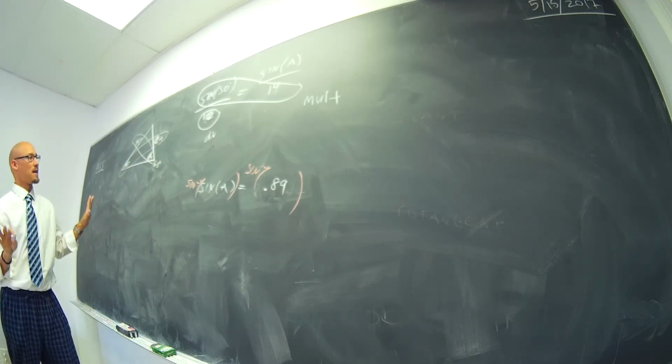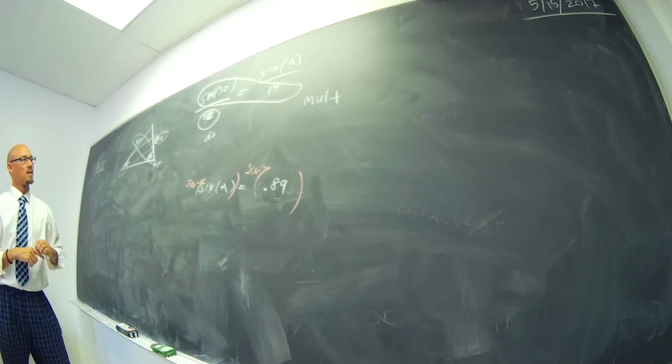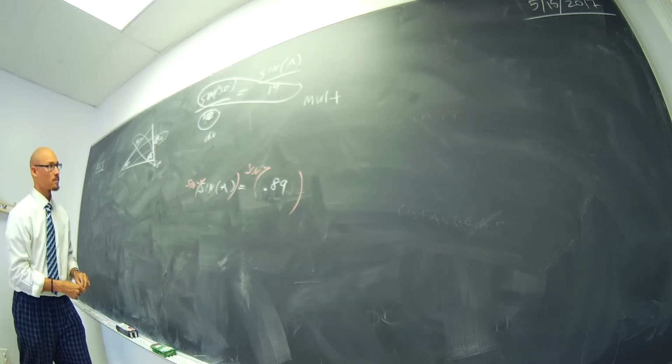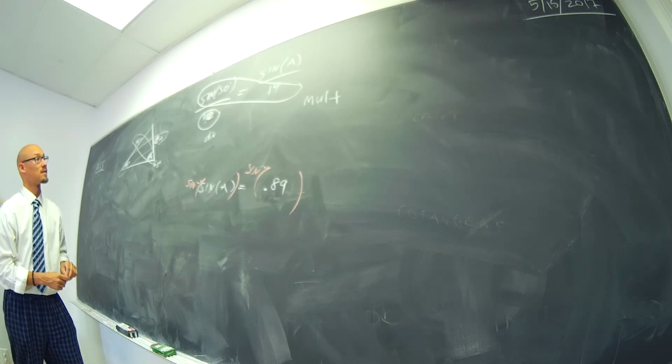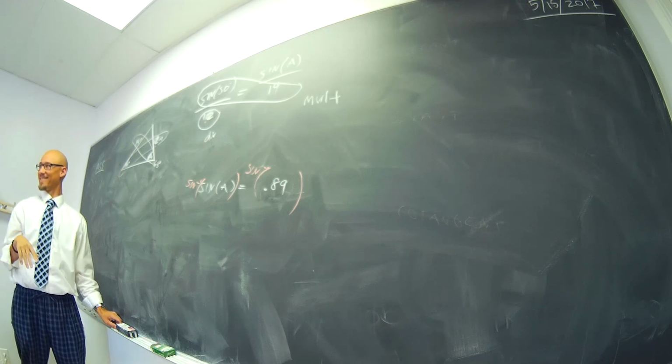Now does that make sense? This is the smaller one. This is the bigger one. Yeah. But that's not a right angle. Correct. It doesn't matter. Yeah, this would be an acute angle.